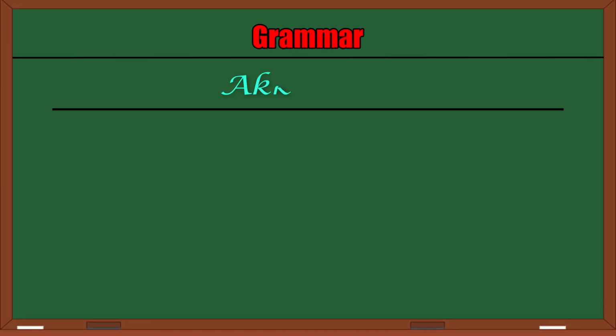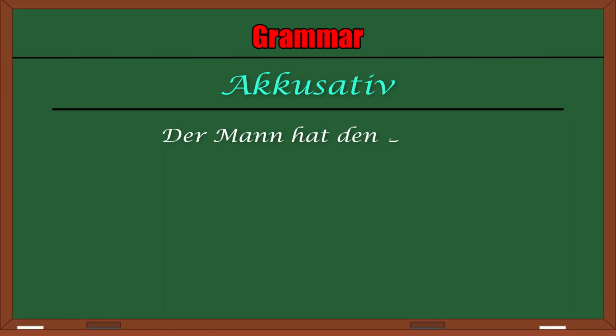So, los geht's. The accusative case, unlike the nominative case, is the receiver. It's the object of the sentence. It's not the doer of the verb. Not at all. It's the opposite. It's the object of the verb. It's what the doer has done or received. For example, I can say, der Mann hat den Löffel. The man has the spoon. Der Mann hat den Löffel. The man has the spoon.